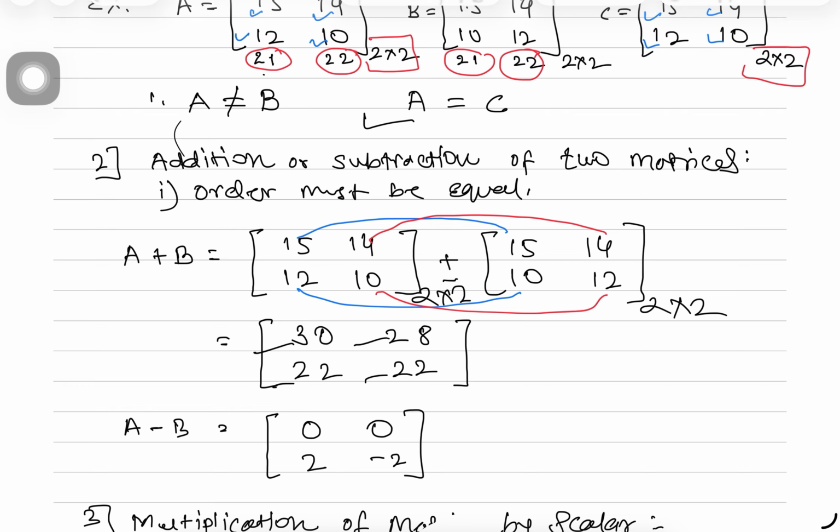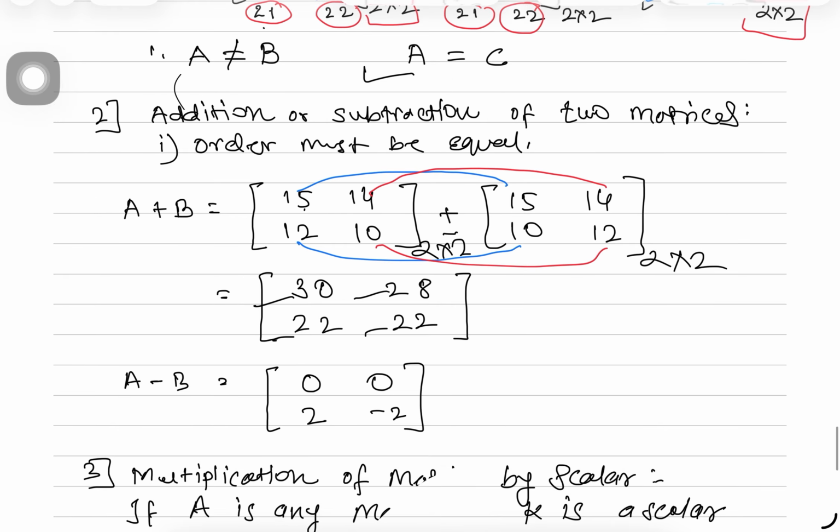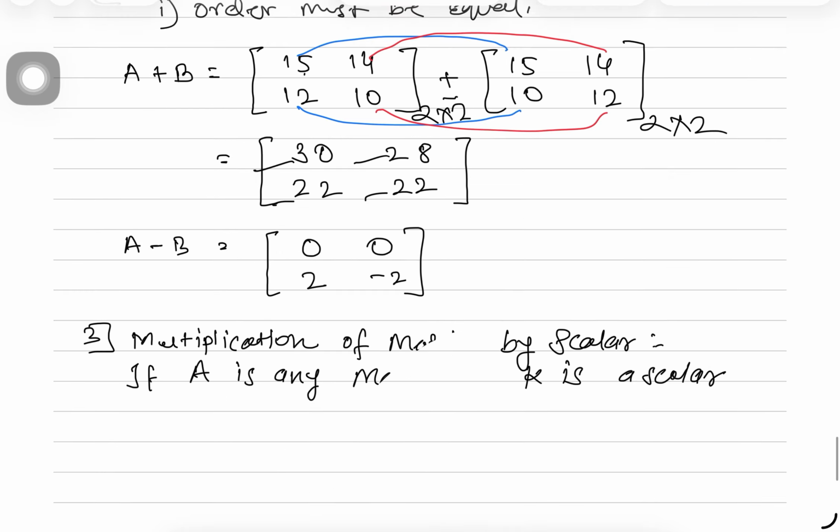Next, for subtraction, A minus B: 15 minus 15 is 0, 14 minus 14 is 0, 12 minus 10 is 2, and 10 minus 12 is minus 2.